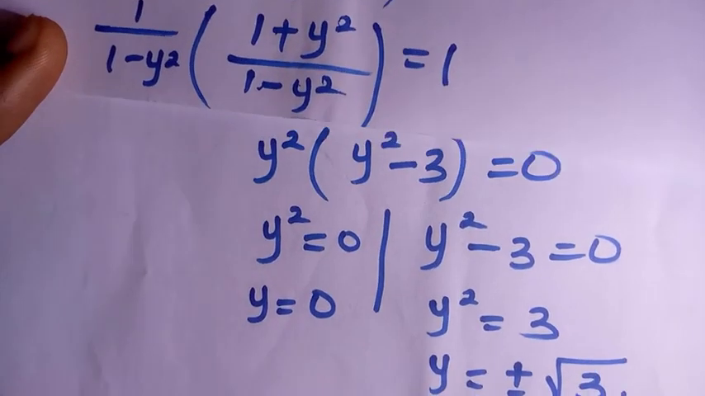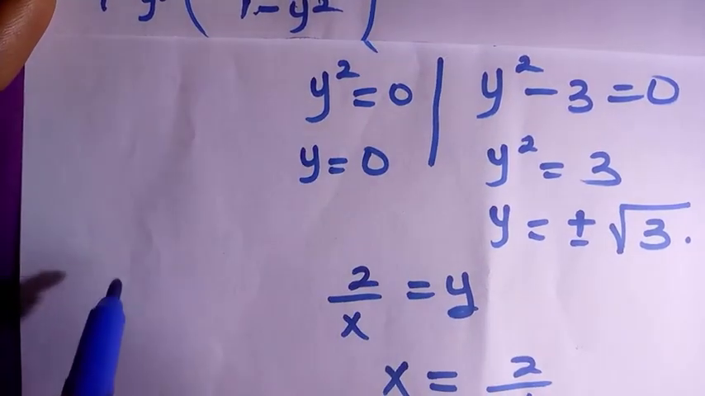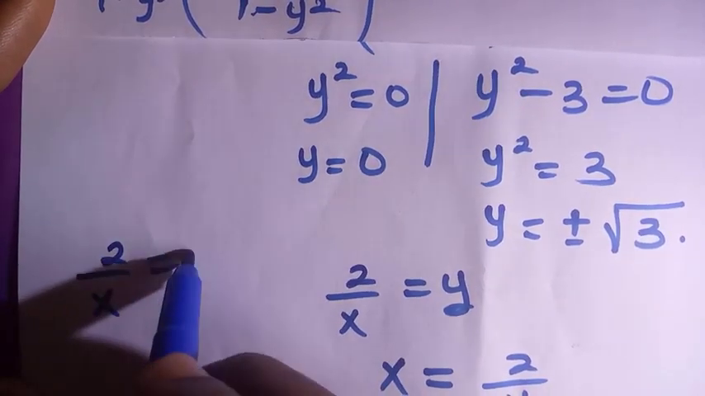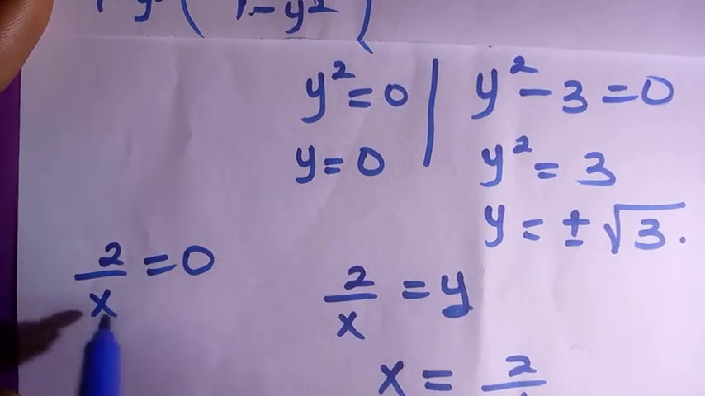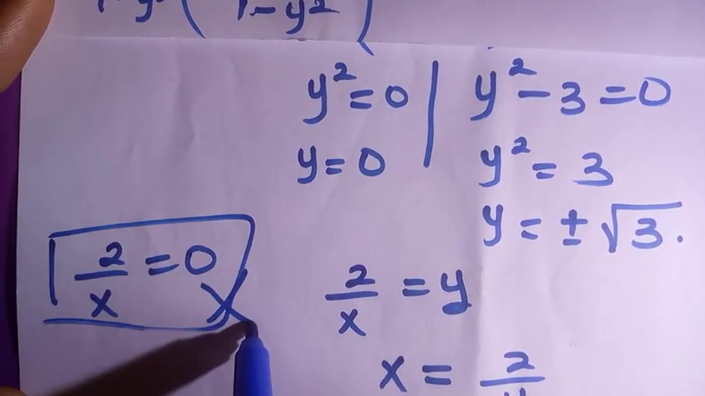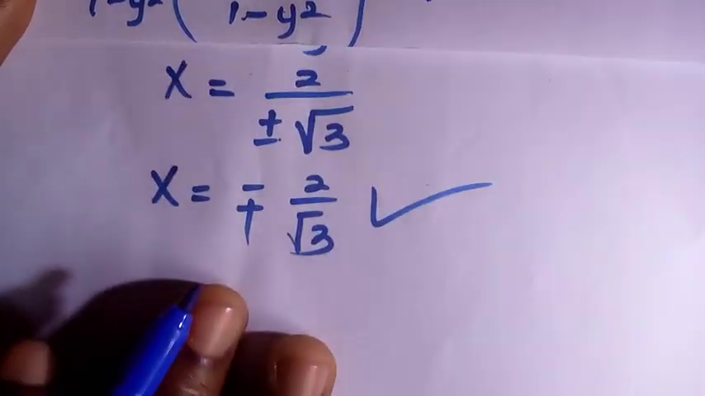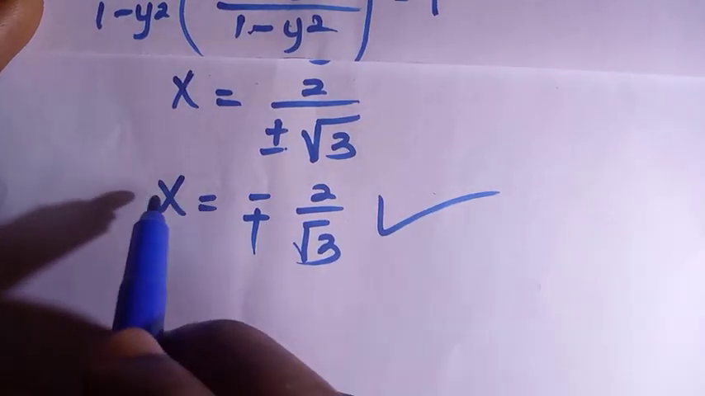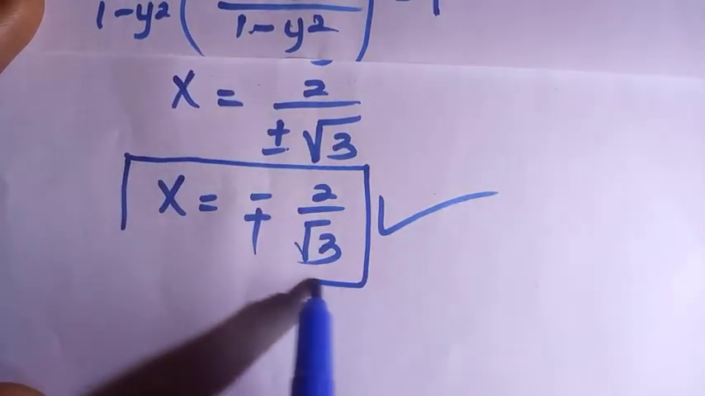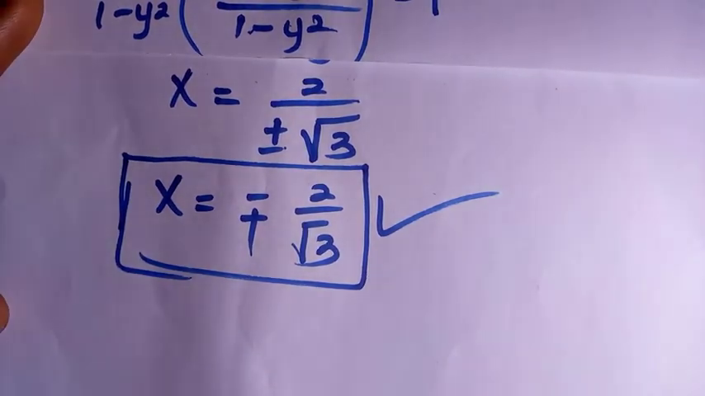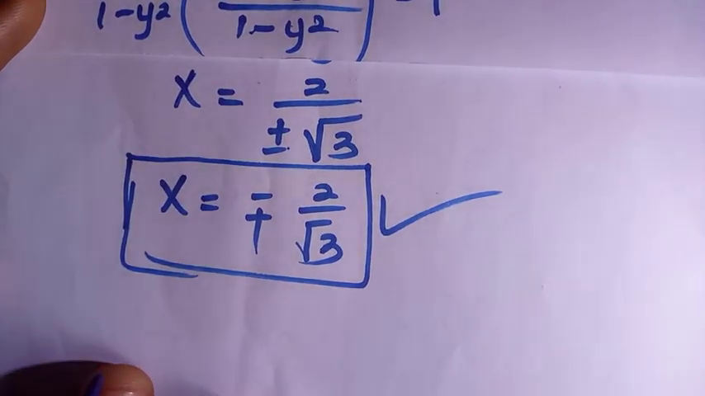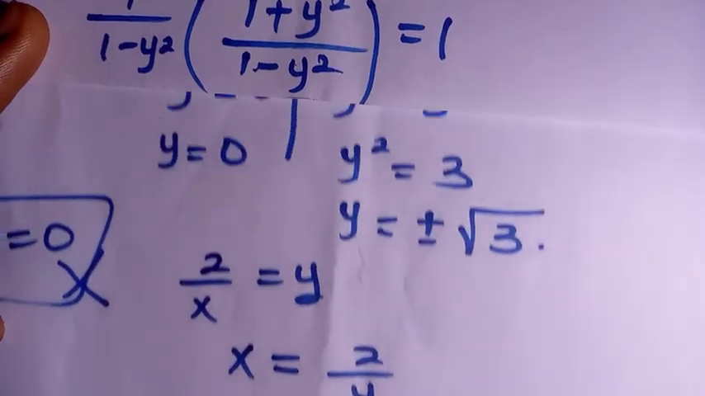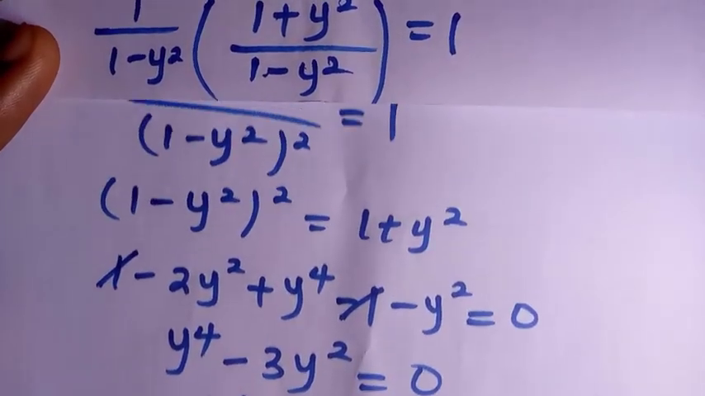So here is the result for this, but let's check for the second one. If y equals to 0, we have 2 divided by x equal to 0. So this is invalid, as we can't get 0. And we have defined from the given question that x is not equal to 0. So which means that x equals to plus or minus 2 divided by root 3 is the answer. And this is how to solve this.